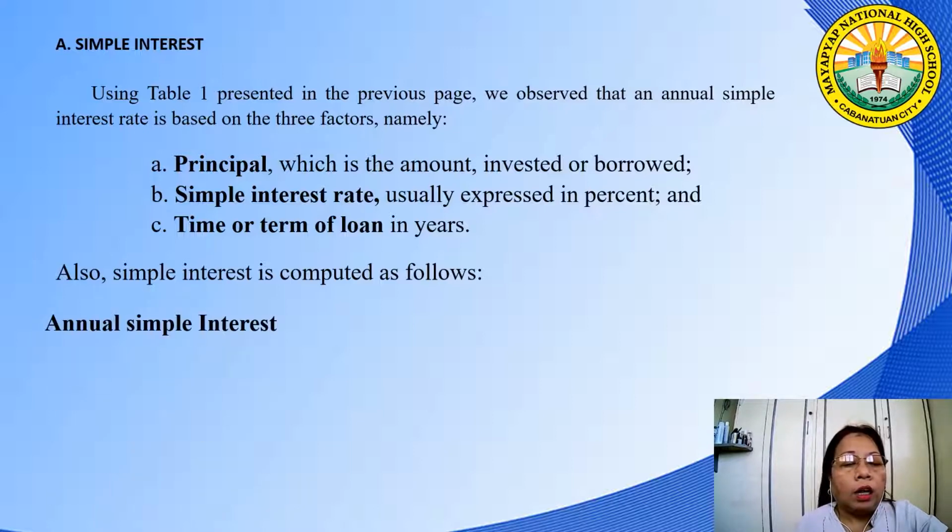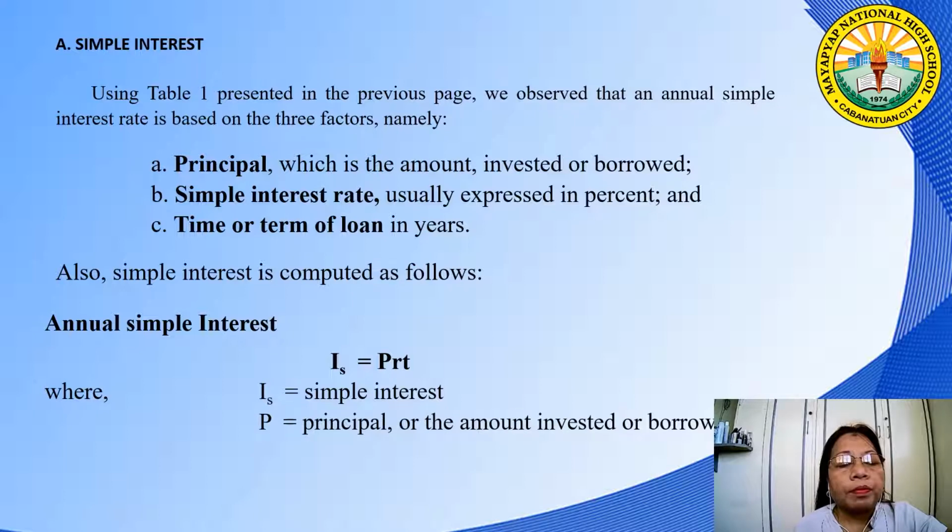The annual simple interest I sub s equals PRT, where I sub s represents simple interest, P the principal or the amount invested or borrowed, R is the simple interest rate, and T is the term or time in years.